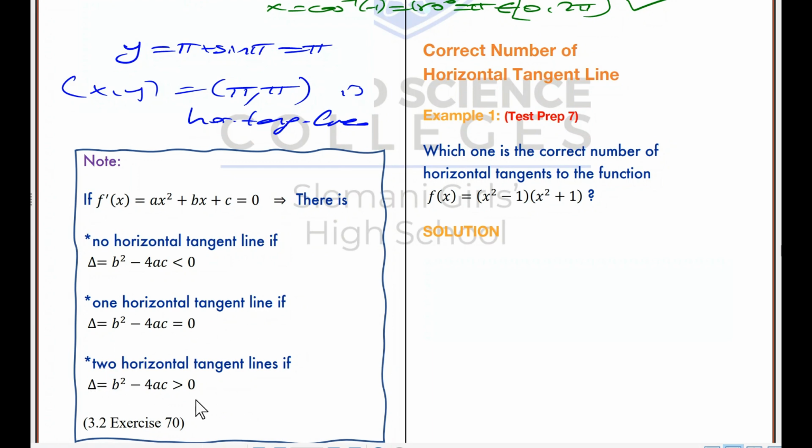If the discriminant is positive, there are two solutions, so two horizontal tangent lines. So if the derivative is quadratic, no need to solve, no need to factorize, simplify your stuff. Just check the discriminant, and decide the number of horizontal tangent lines accordingly.